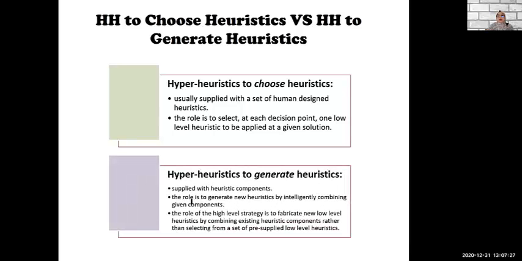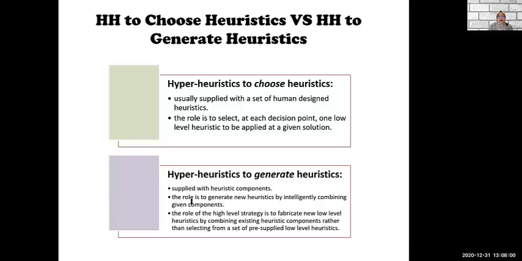So hyper-heuristic to generate heuristic, we supply with heuristic components. The heuristic components can be like simulated annealing acceptance criteria, the move operator, what we call the heuristic selection mechanism. There are many more heuristic components. So the role is to generate a new heuristic by intelligently combining these given components.